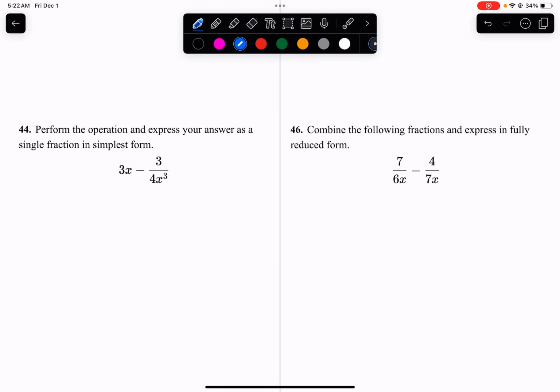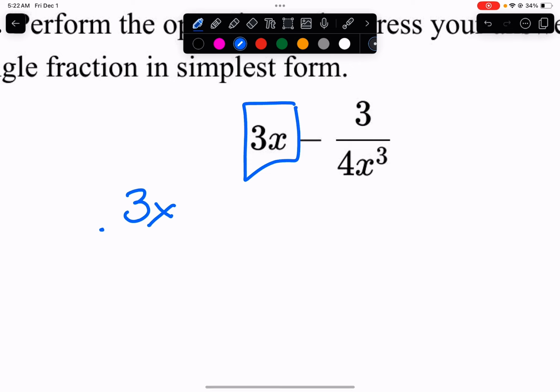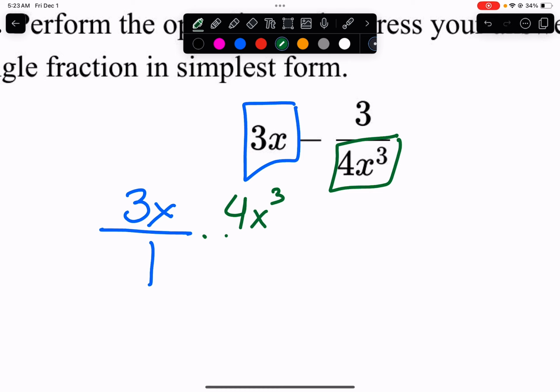All right, let's do one more. Now again, this first one isn't even a fraction yet, so we're going to turn it into one by putting a 1 underneath it. This next one has a 4 and an x cubed, so we're going to multiply it by 4x cubed over 4x cubed.